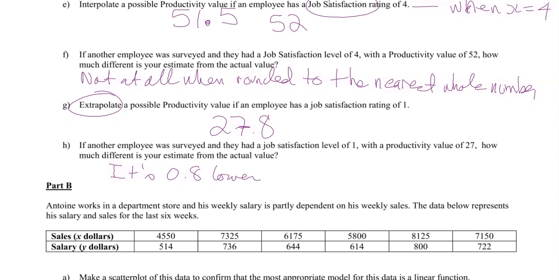Lower, you know, but effectively it's the same. It's not like it's out by 10. Oh, 37 with a job satisfaction of 1? So, no, that's way off what we would expect, right?